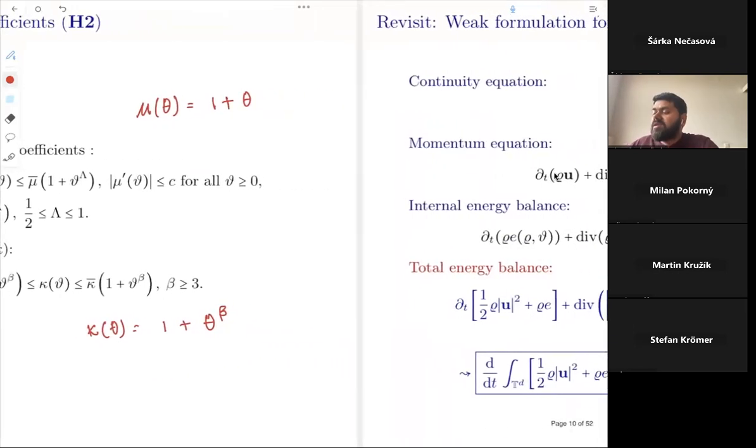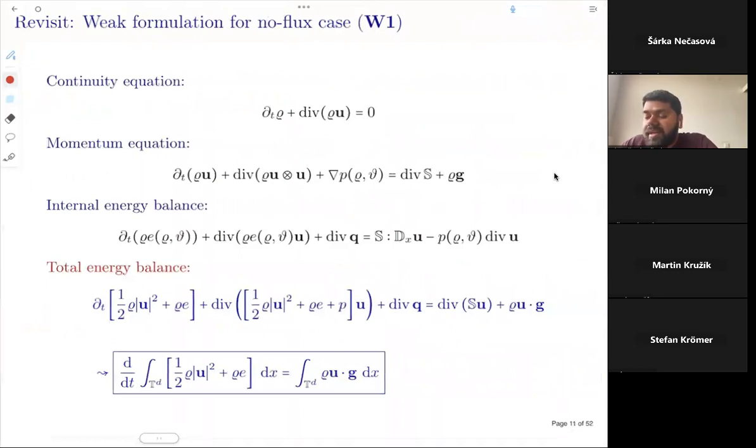Okay. So let's quickly go through the weak formulation, and this is for the no flux case. That means the heat flux over the boundary is 0. In this case, we want to revisit the weak formulation done by Lions, Feireisl, Novotny, and all of them. So we have the continuity equation, the momentum equation, and an internal energy balance. These are the 3 sets of equations that we have.